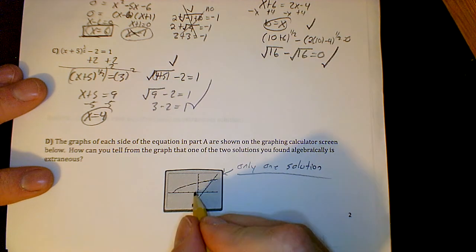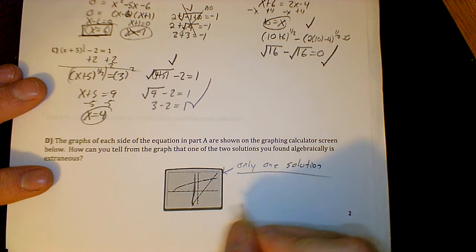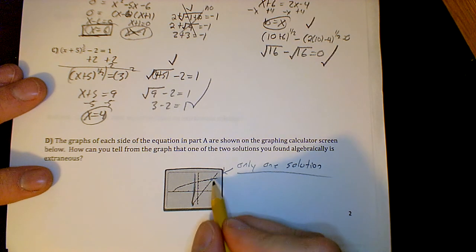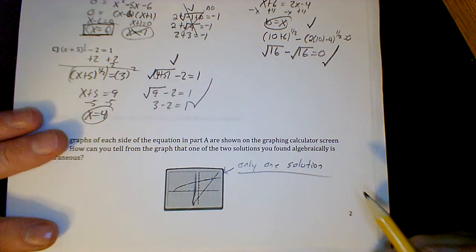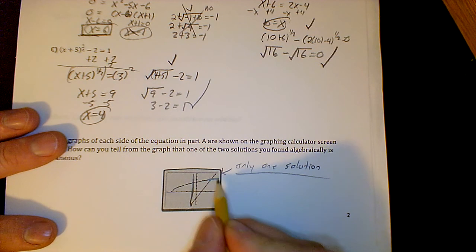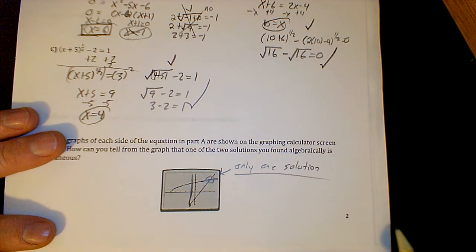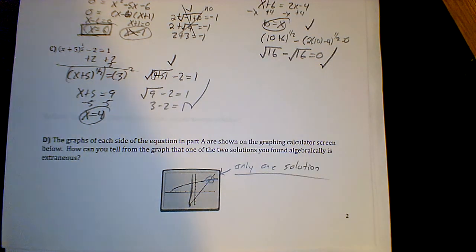That said, we could also probably tell that this negative number isn't it, just by looking at the graph, but that's probably the true answer. It doesn't ask you to tell which one is fake. It just asks you to say, how do I know it's only one? It's because we've only crossed once there. And that's the end of page 2.